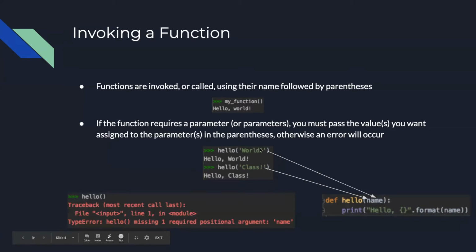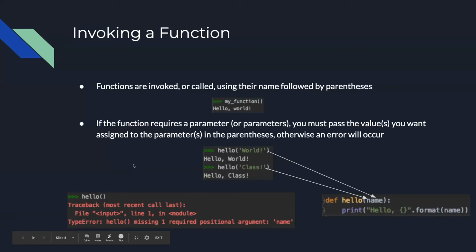So since I passed world here for name, that formats in world here, and we get hello world printed to the console. And then same goes for class. When I pass class as the parameter to this function, it'll print that out here. It'll basically format it in as name, and then we get hello class.